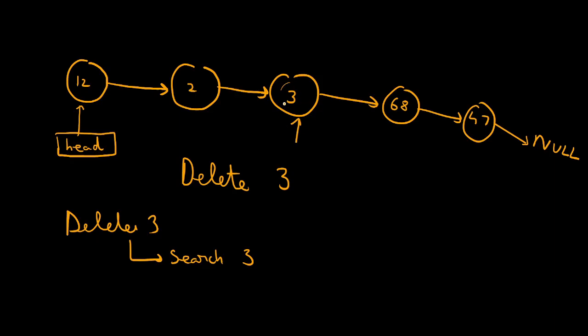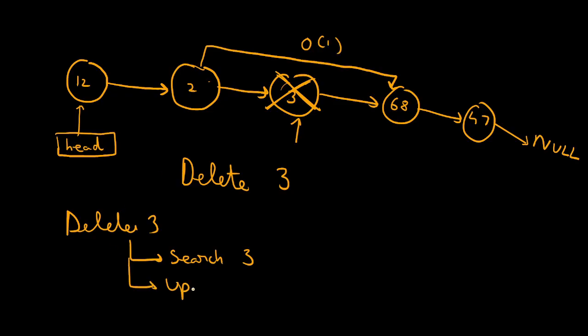Now all we need to do is, we don't need to shift anything. We just need to get rid of this connection. So instead of this connection pointing to 3 and 3 pointing to 68, we change the connection, like we change the next node of 2 to 68. So pictorially, what I'm doing is I'm making this connection and I'm getting rid of this node. So we are just changing a pointer over here. So changing the connection is O of 1 in time.